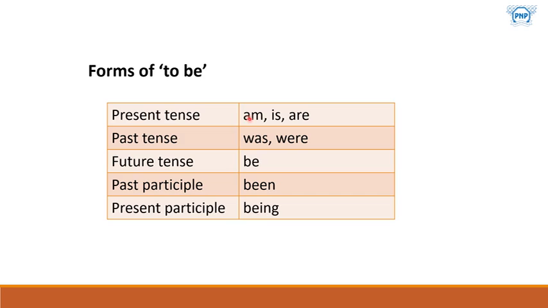In present tense they are am, is, are. In past tense was and were. Future tense, that is be. Past participle been. Present participle being, correct? So you need to remember, if you want to write correct answers of active and passive voice, you should know these to be forms.